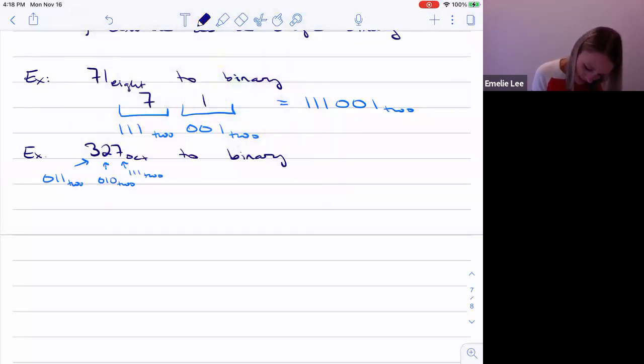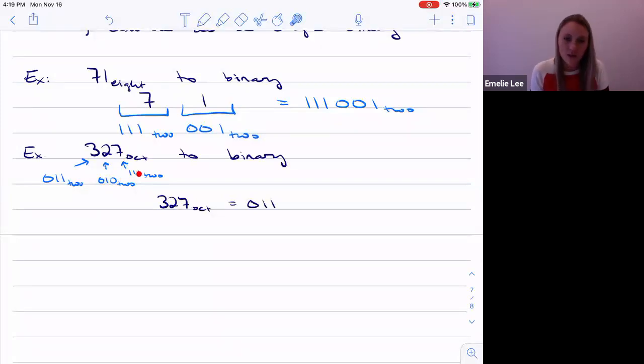So what I get is 327 octal is 0, 1, 1, 0, 1, 0, 1, 1, 1 base 2. We just read it across here. Ta-da! Shortcuts.